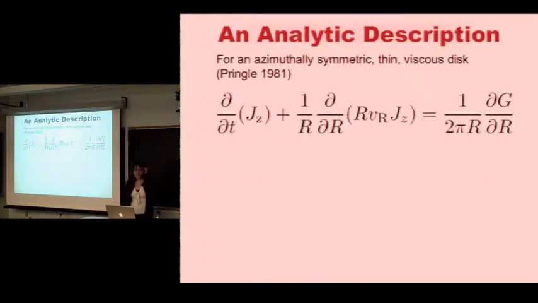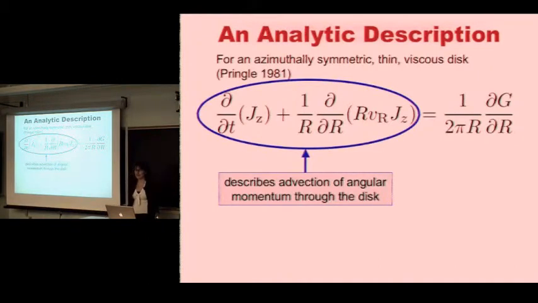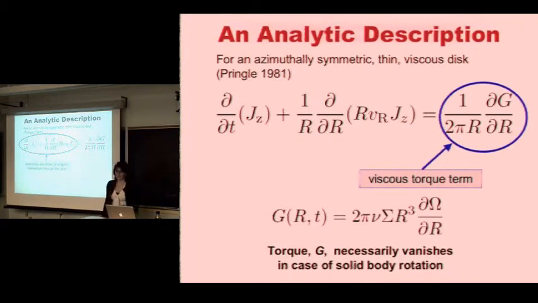You can describe the situation with an analytic description. Here, this is just from conservation of angular momentum. This equation describes the transport of angular momentum in a thin, azimuthally symmetric viscous disk. The left-hand side describes advection of angular momentum through the disk. On the time scales that we follow the simulation, there isn't much, right? Things are still going around in circles, and we don't see a lot of stuff falling in. So we think angular momentum transport is happening on much longer time scales, and on these shorter simulation time scales, this side of the equation is pretty small.